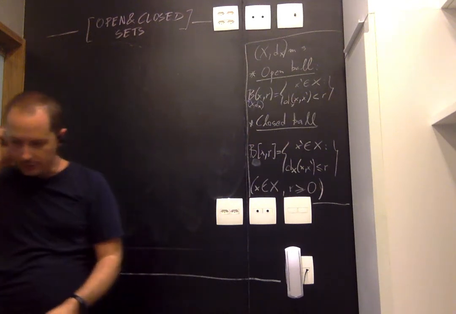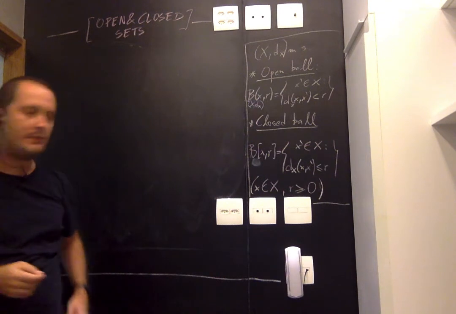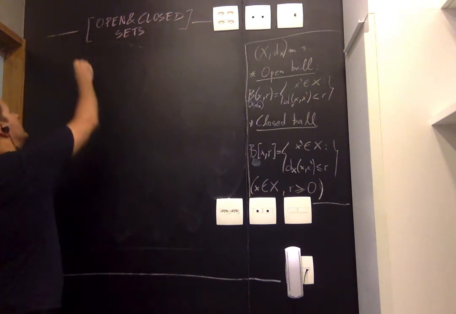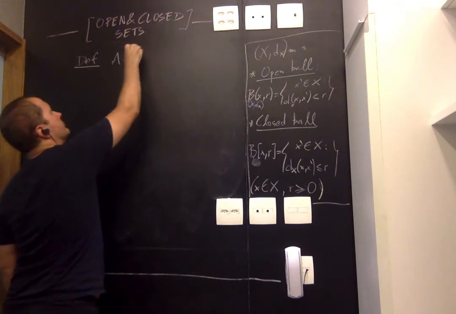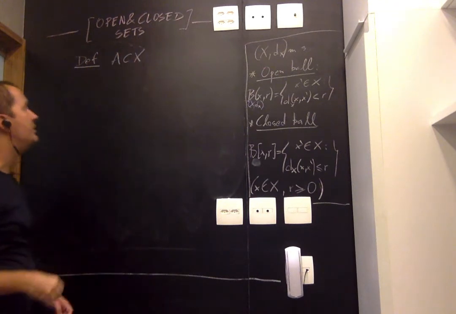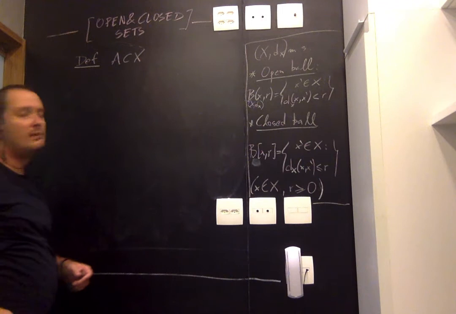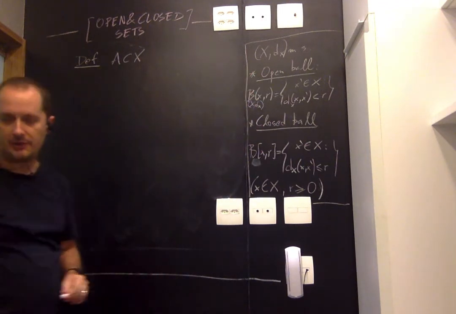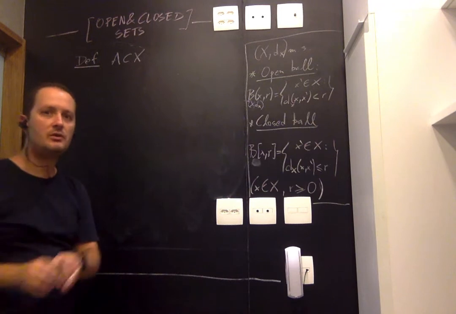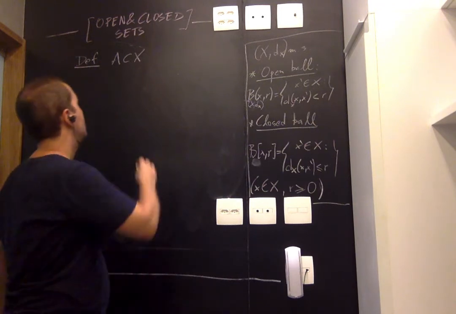So, okay, open and closed balls are not exactly the same thing as open and closed sets. My definition of an open set is going to be related to the metric d sub X, sorry. So keep that in mind. The definition of open and closed depends on the metric.